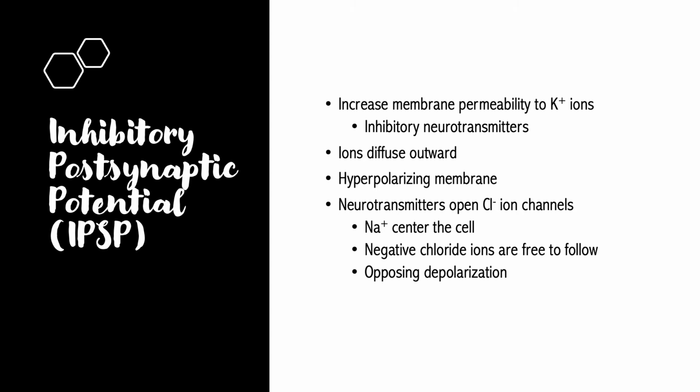Inhibitory postsynaptic potentials increase the membrane permeability to potassium ions by inhibiting neurotransmitters. Ions diffuse outward, and it hyperpolarizes the membrane. As neurotransmitters open chloride ion channels, sodium ions enter the cell. Negative chloride ions are free to follow, opposing depolarization.